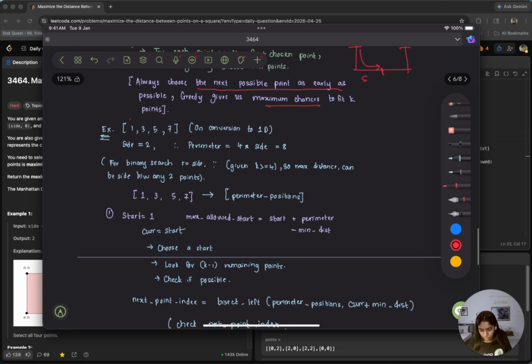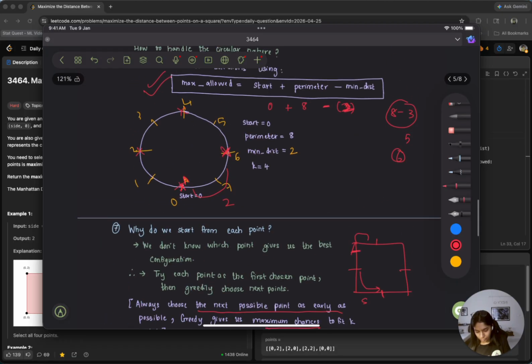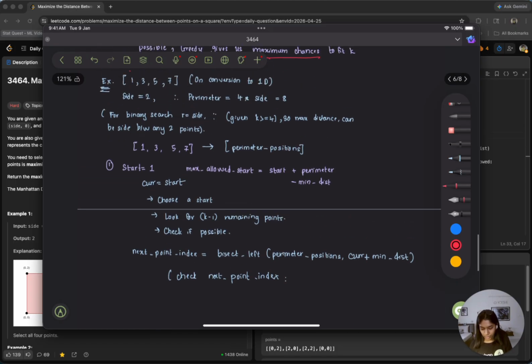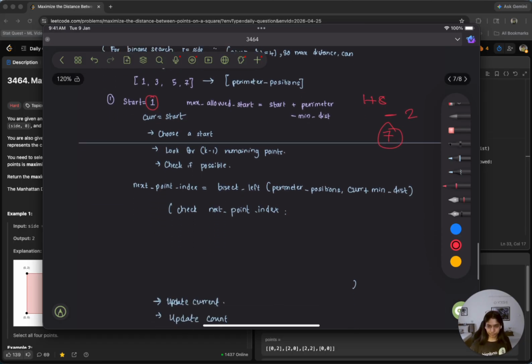Let's take an example here. Say we took the same example of the diagrams I was showing earlier, and we have flattened it into a 1D array. So we've made it 1, 3, 5, 7, right? This is our perimeter positions. Now our start is 1. Our maximum allowed start is going to be 1 plus 8, because our perimeter is 8, minus our minimum distance, let's say 2. So this is 9 minus 2, and so our maximum allowed start position will be 7.